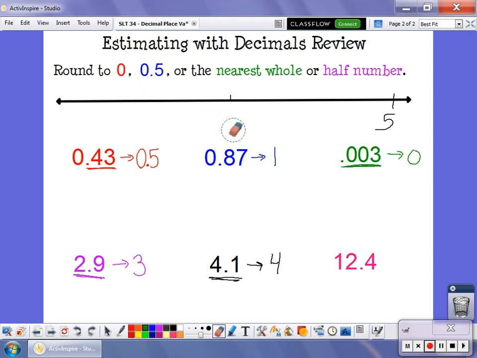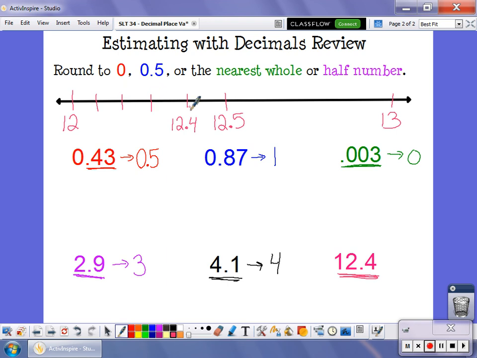See if you can figure out this next one. Okay, let me draw your number line. 12 and 4 tenths. My 12 will be here. My 13 will be here. And 12 and 5 tenths should go here. Now I have 12 and 4 tenths. Where is that going to go? Yep, it's going to go right here, close to 12 and 5 tenths, but not quite. We'd have 1 tenth, 2 tenths, 3 tenths, 12 and 4 tenths.